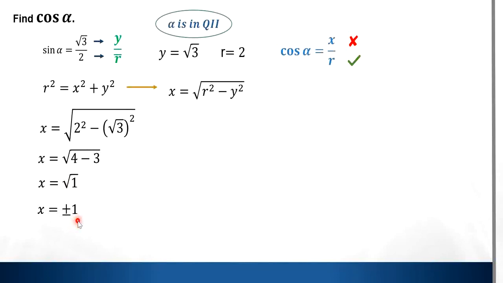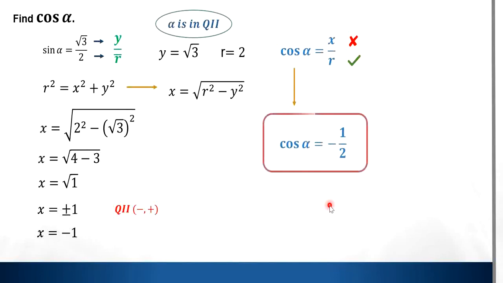And square root of 1 is equal to positive or negative 1. And according to our problem, our alpha is in quadrant 2. So we have now the negative and positive. According to quadrant 2, your x should be negative. That's why your x here now is equal to negative 1. And after finding the value for x, we can now have the value for cosine alpha. And your cosine alpha now is equal to negative 1/2.